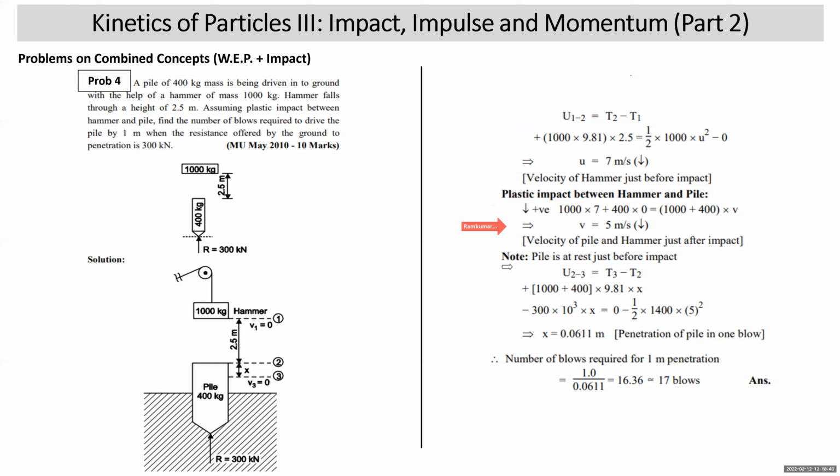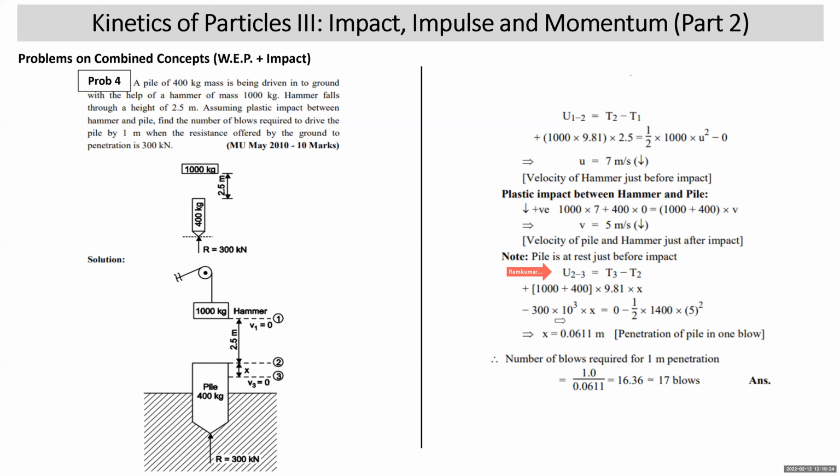All right. Now, from 2 to 3. Pile and hammer will move together now. We consider that X is the penetration of the pile in one blow. So now we apply work energy principle from 2 to 3. 1000 plus 400, that is mass of the pile and hammer, into 9.81 into X, where X is the penetration of the pile in one blow. This weight of the pile and hammer will do positive work. The ground resistance is 300 into 10 raised to 3, it is in newton, that is 300 kN.